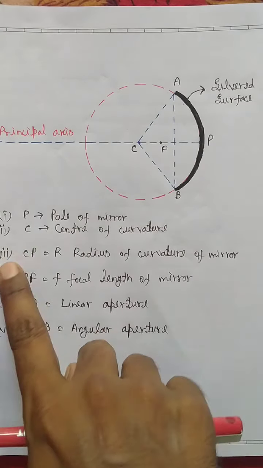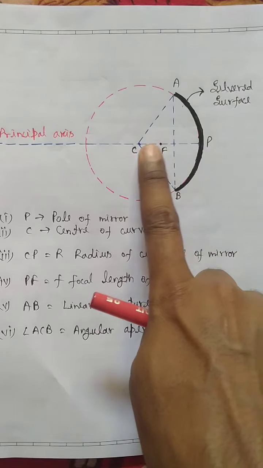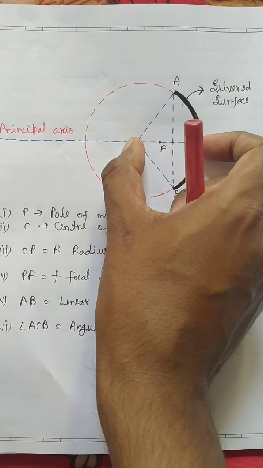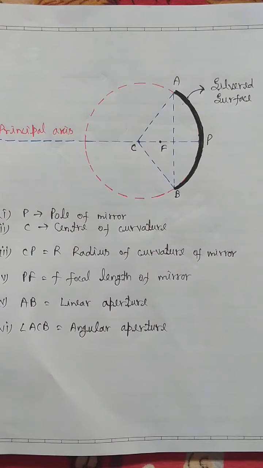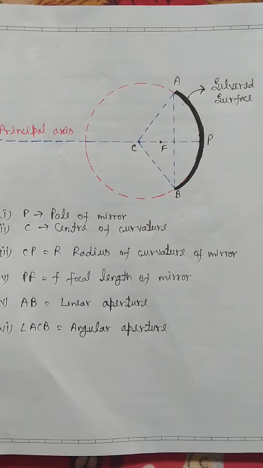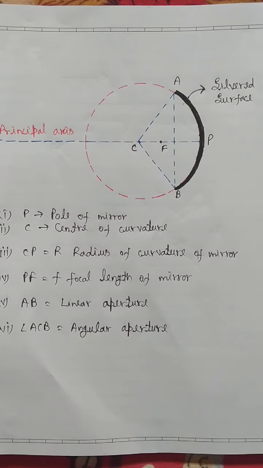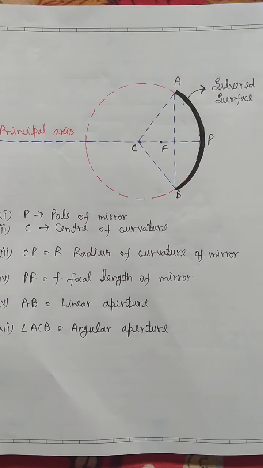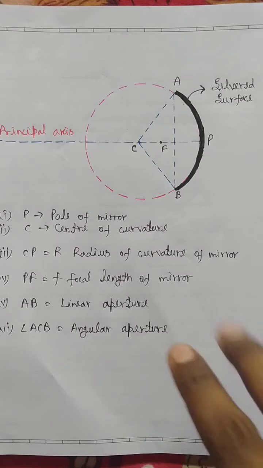Now next, radius of curvature CP, that is, this is CP. Okay, CP, radius of curvature. Radius of curvature is represented by capital R. That means CP is equal to R, the radius of curvature of the mirror. That is, R is equal to the radius of the sphere of which the mirror forms a part.